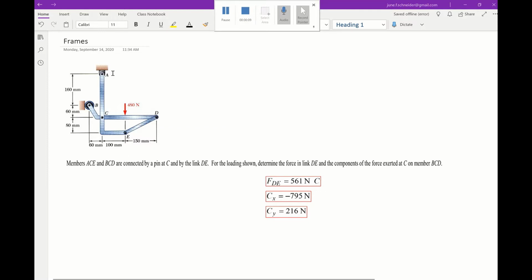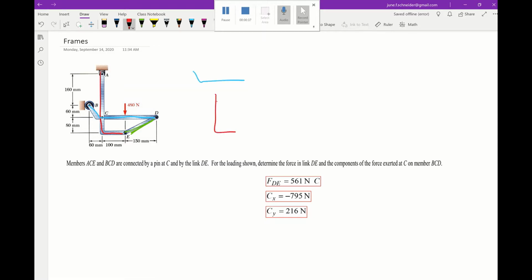As you can see, this is made of ACE, which is an L-shaped structure member, and you also have BCD, right? This is another, and also you have this DE, which is just a straight line. So there are actually three members. Here I'm going to color code them. So you have BCD, and you have ACE, you also have DE. Those are three members, and they are connected. They are pinned at point C right here, and also pinned at point D, and pinned at point E.